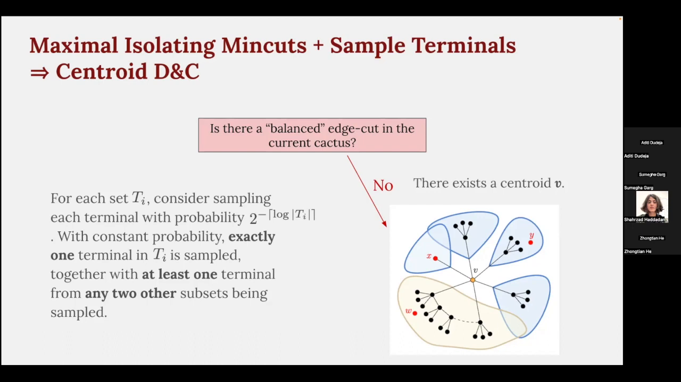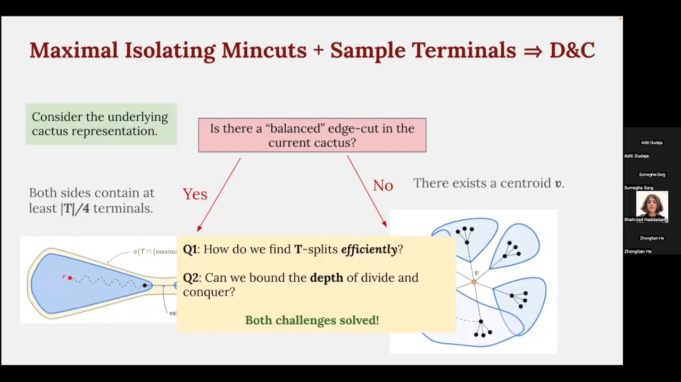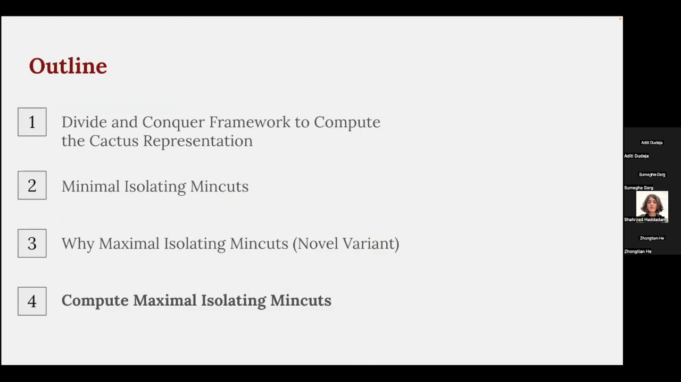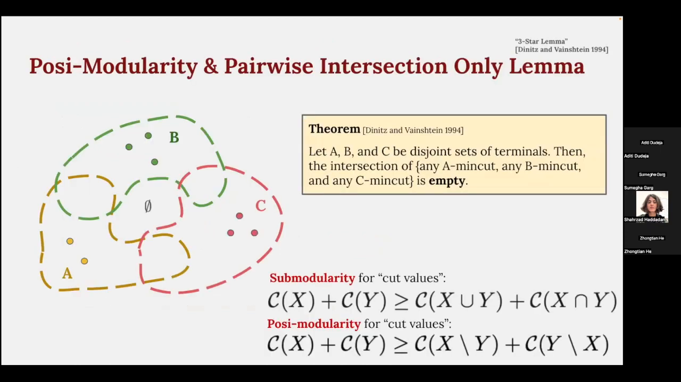Okay, so that's all the divide and conquer algorithms. And are we done? Not yet. I haven't told you how to compute the maximal isolated Mincuts. This is based on the pairwise intersection only lemma, which is called the 3-star lemma.